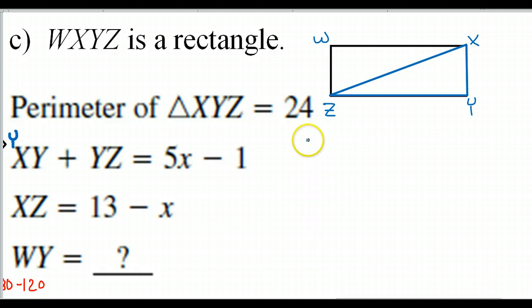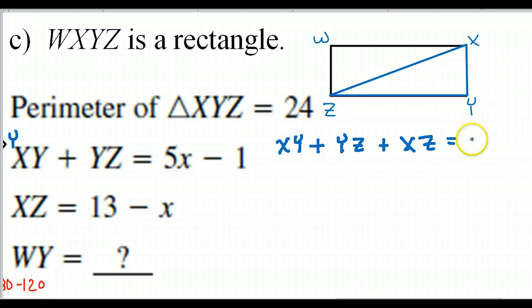So in this case, we're saying that if we add side XY plus side YZ, so we have XY, YZ plus XZ, that should be the perimeter. XY, YZ, XZ, that's the three sides. And according to the problem, the perimeter is 24. So the sum of these three numbers should equal 24.